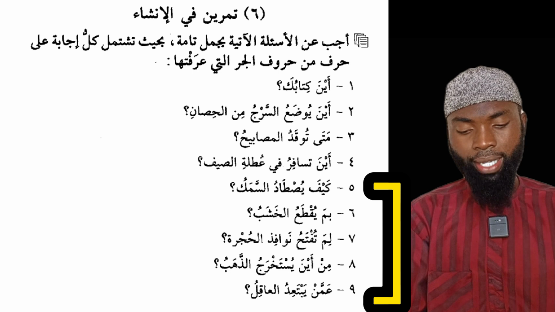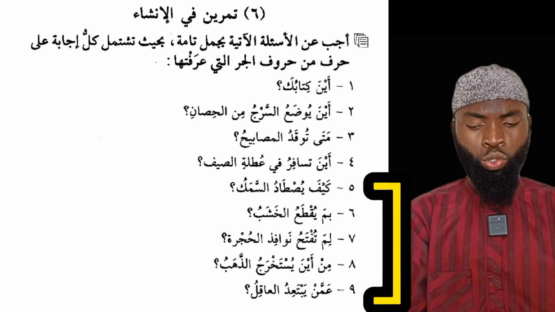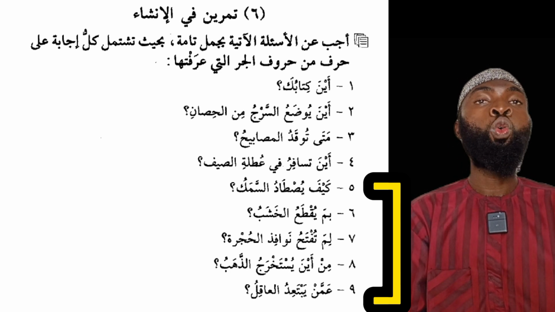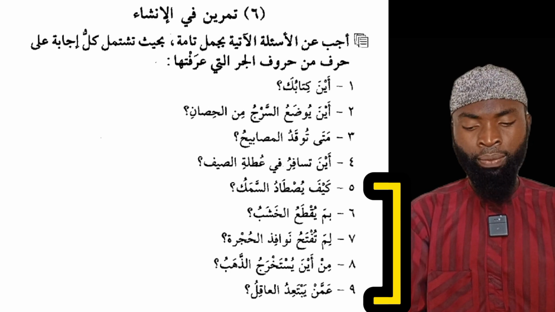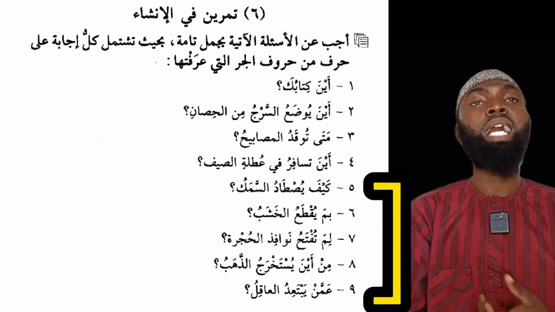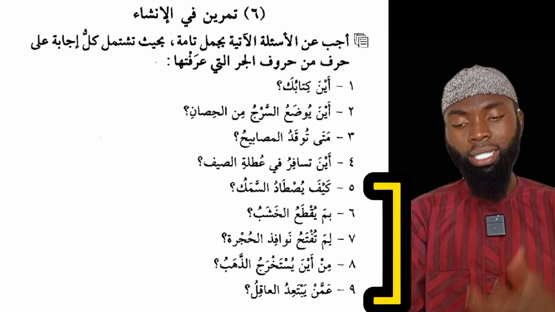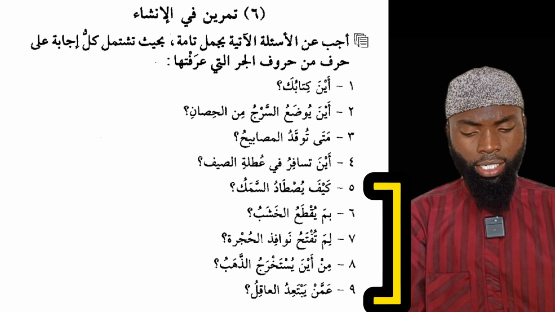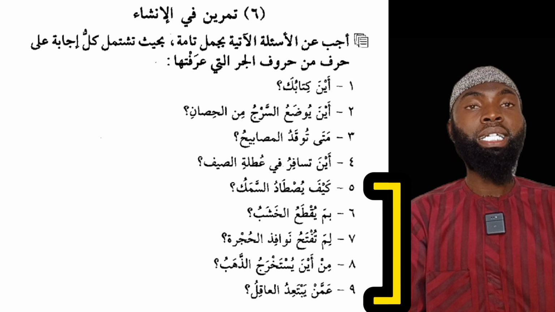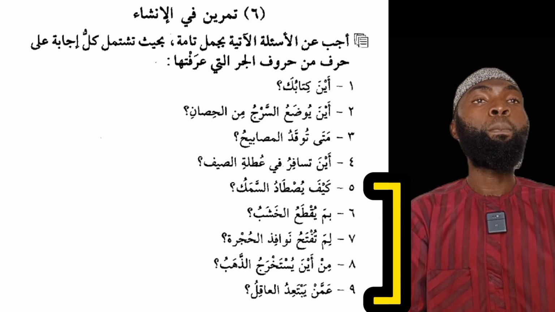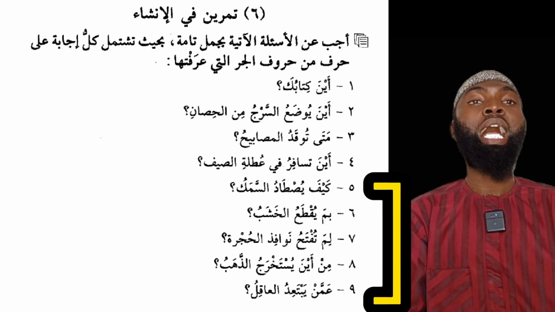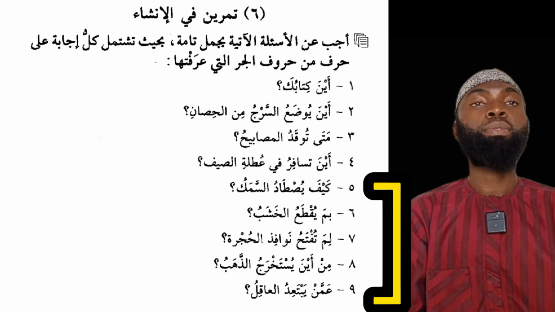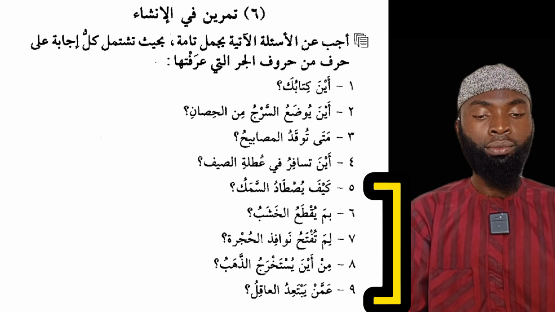Li is coming there. Number eight, we have min ayna yustakhraju dhahabu. Where is the gold extracted? We say yustakhraju dhahabu min al ardi. The gold is extracted from the earth. Number nine, we have amman yabta'idul akilu. From whom should the sensible person distance himself? We can say yabta'idul akilu anil mujrimi. The sensible should distance himself from the criminal.